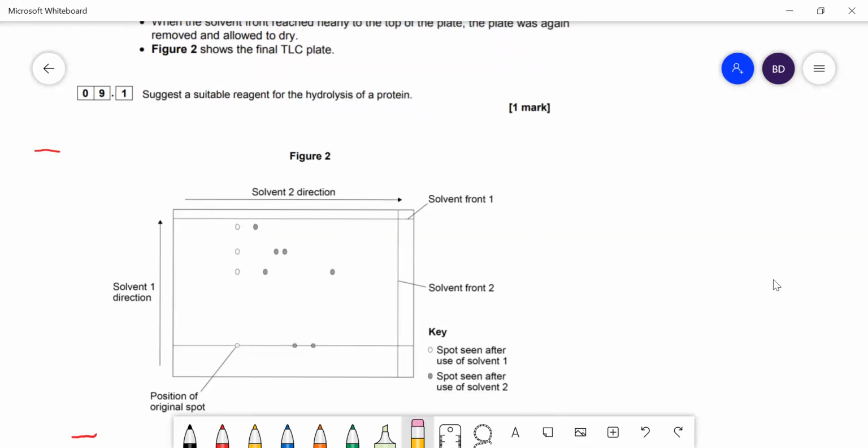Right. So a suitable reagent for the hydrolysis of a protein, the best thing to use would be conc HCl. Right. You want an acid. Sulfuric acid might end up sulfonating some of the side chains. So hydrochloric acid is the acid of choice there.